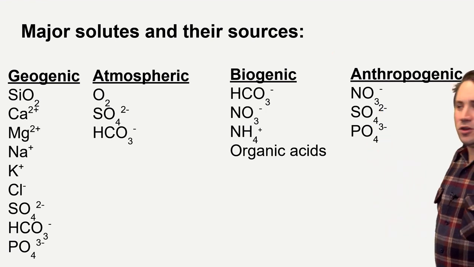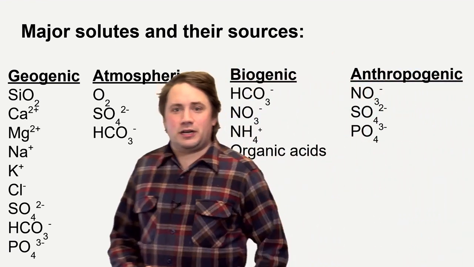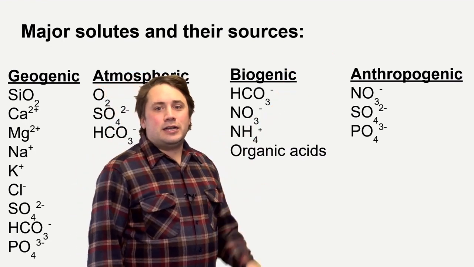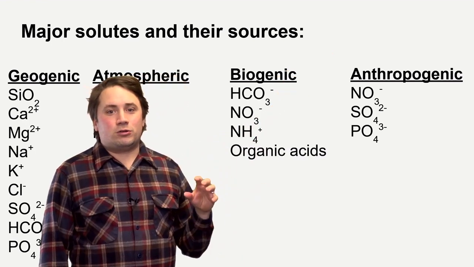And finally, the last thing that I want to put on our list, the last bin, are anthropogenic sources, or sources that come from humans. And a lot of these we've already touched on. So we have nitrate at the top of this list. Nitrate is an exceedingly important agricultural fertilizer.